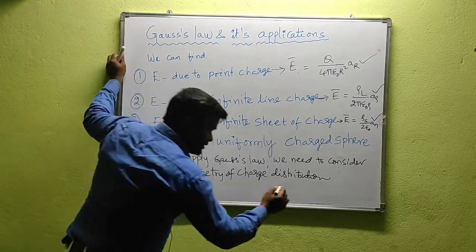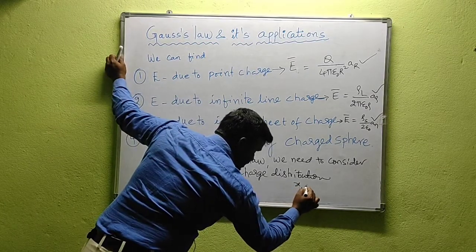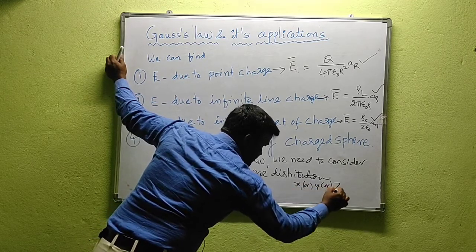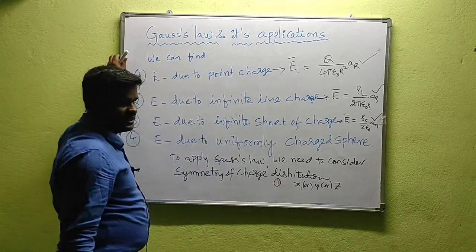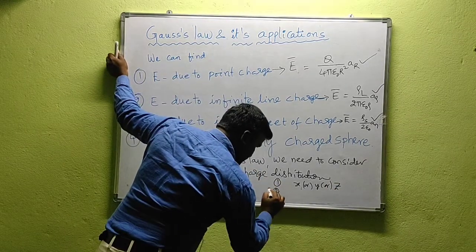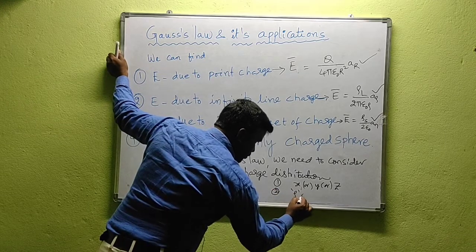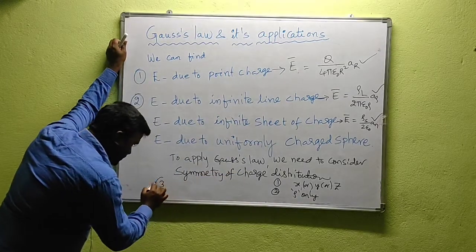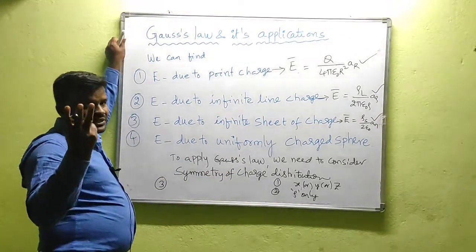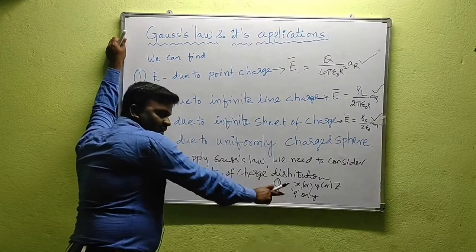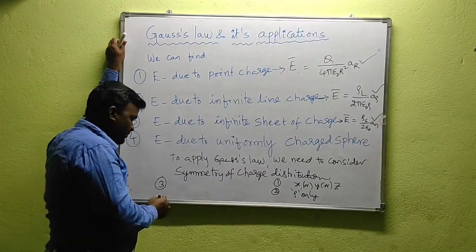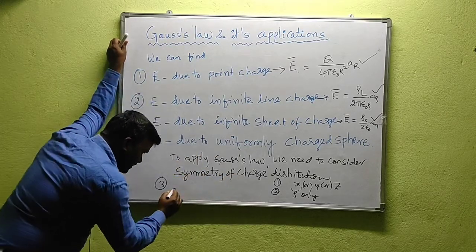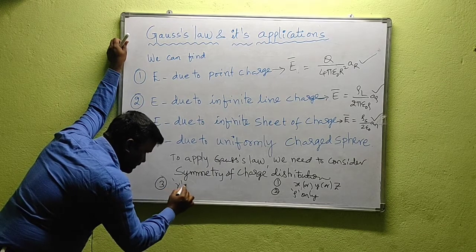This symmetry of charge distribution depends on x or y or z in the Cartesian coordinate system. In the cylindrical coordinate system, symmetry of charge distribution depends upon rho only. We have three types of basic coordinate systems: Cartesian, cylindrical, and the third one is the spherical coordinate system. To apply Gauss law, symmetry of charge distribution depends on what? In the spherical coordinate system, R only.